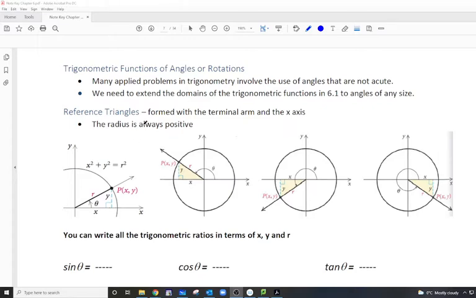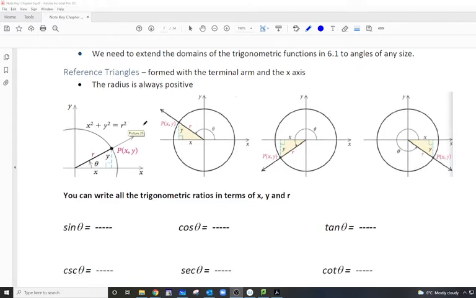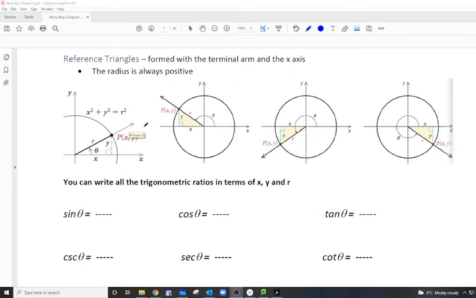So a reference triangle is the triangle that's made with the terminal arm and always the x-axis. This is never going to change. What I want you to notice is that instead of us having a triangle just sort of drawn and not really caring where it is, we're putting it in quadrant 1, 2, 3, and 4. We're also drawing a circle that intersects your terminal arm at a point (x, y). Okay, so this is always what we're going to do.